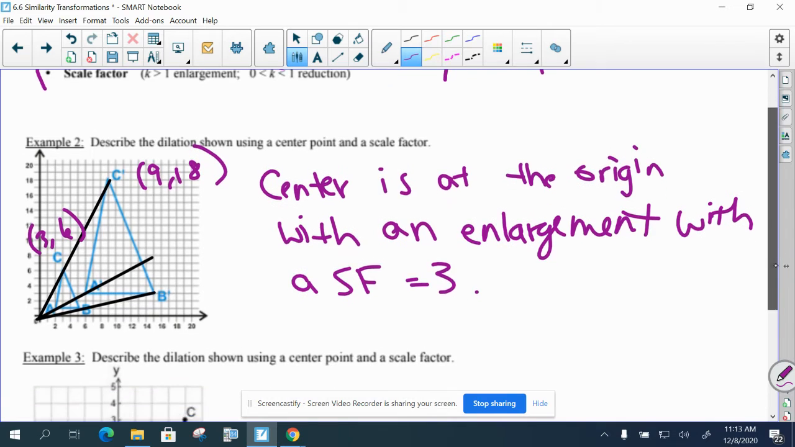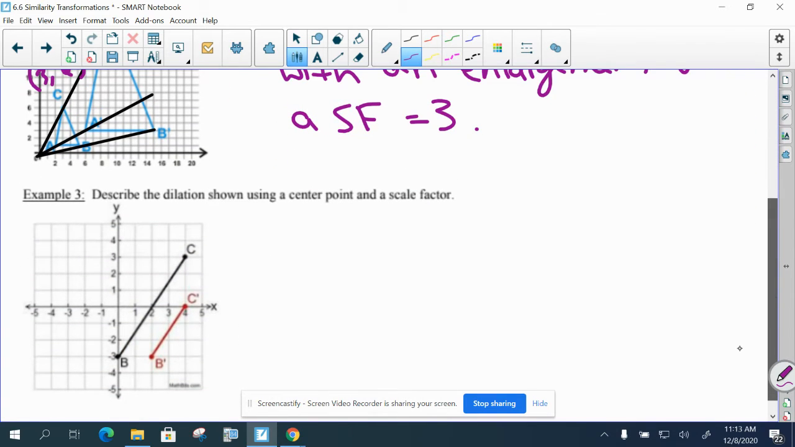Let's look, there's an example down here. All right, a line segment. Describe the dilation shown using a center point and a scale factor. So let's do the same thing. Let's draw a line through our 2 points. And where will they meet?